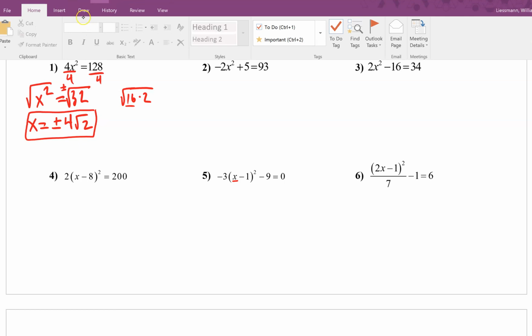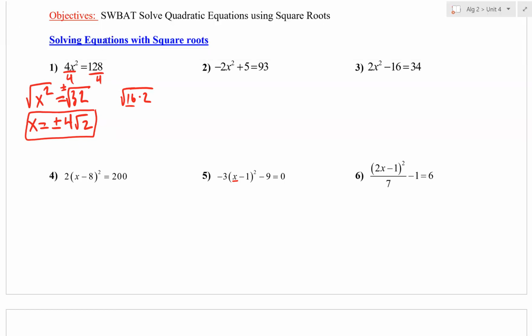Let's take a look at the next one. Same idea. The only difference is there's just a little more going on with this one. So I still need to get the x by itself, so I've got to get rid of everything around the x, starting with the plus 5. The first thing I'm going to do is subtract 5 from both sides. When I subtract 5, I'm going to get 88. Then I want to get the x by itself, so I've got to get rid of the negative 2. I'm going to divide both sides by negative 2. When you divide by negative 2, you're going to get negative 44.